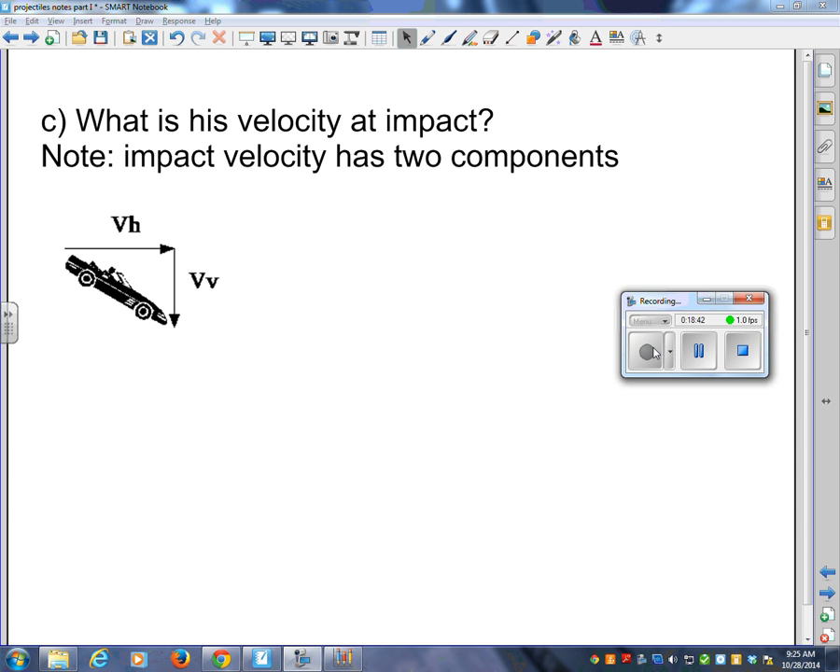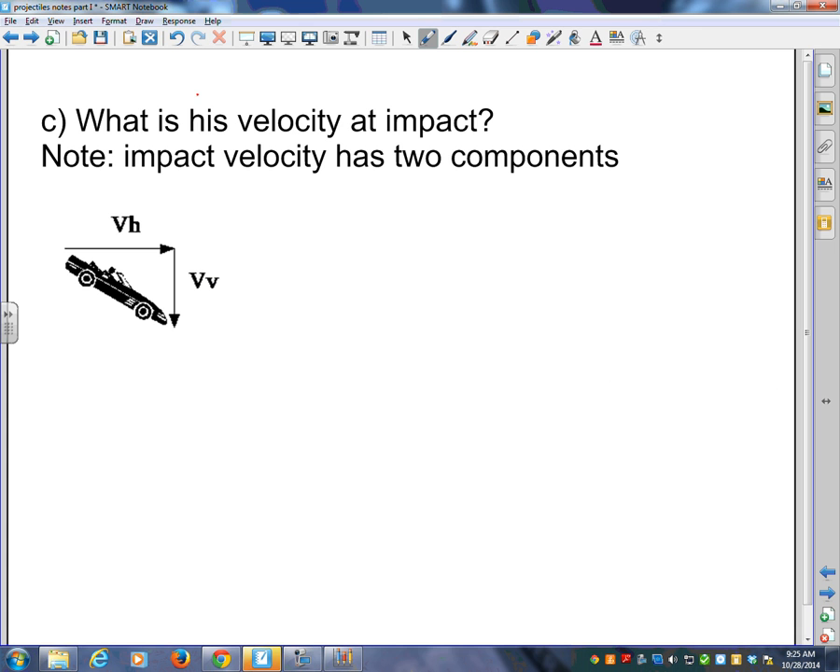What is the velocity at impact? Here's where the horizontal and the vertical combine together. How come? Because it's asking you to do that. It's saying, what's the overall velocity? So you have to add the horizontal and vertical components together.